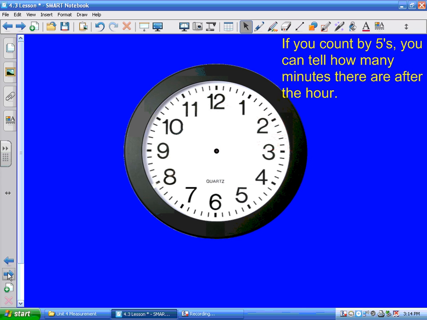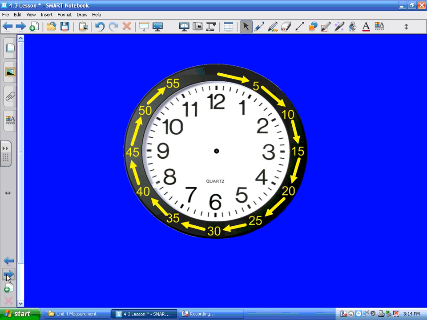If you count by fives, you can tell how many minutes there are in an hour. You can see as we go around, each one of those skip counts by 5. So starting at the 12, you can see we go all the way around until we get to 55. The 12 is a 0 as well as a 60 at the same time, isn't it? It's 60 minutes past the hour, but we don't go 5:60 because 5:60 would be the same as 6 o'clock. Okay?